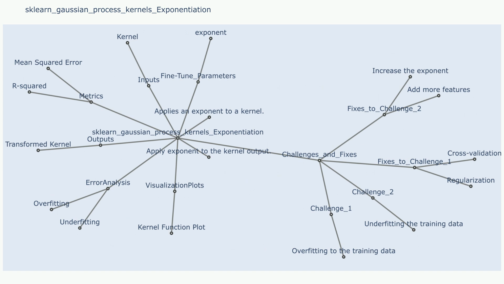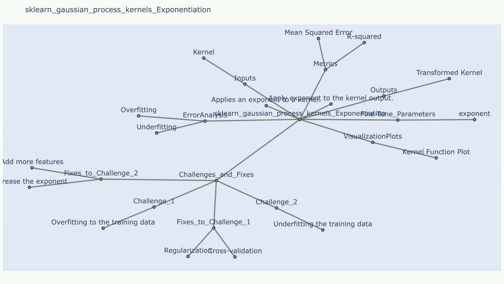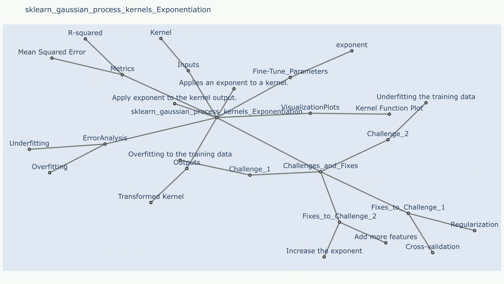Underfitting: if the exponent is too low, the kernel can become too rough and underfit the data. This can lead to poor predictions, especially in regions where there is little data. Sample use case that resulted in challenge 2: training a Gaussian process classification model with a very low exponent on a dataset with complex decision boundaries. Fixes to challenge 2: increase the exponent to a higher value.